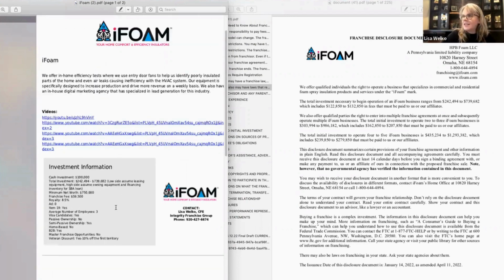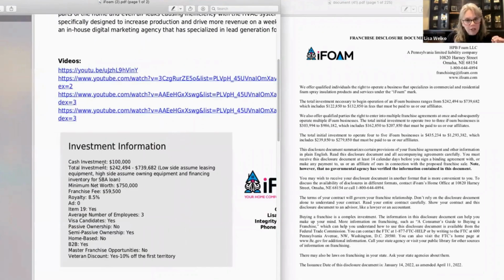But right now on that initial investment for iPhone, total investment is going to be $242 to $739. That's a big swing. And we think, okay, Lise, how much is it going to cost me to get into this business? And we're going to get there. Remember, the total investment in the gray box is going to come straight from the item 7. That's a real number. Not that cash investment isn't a real number, franchise fee isn't a real number, but the total investment is coming straight from item 7.